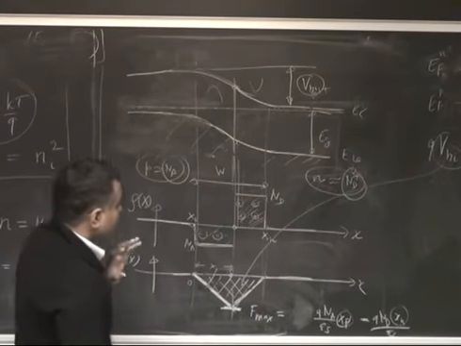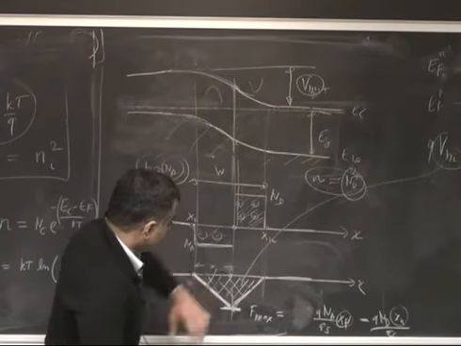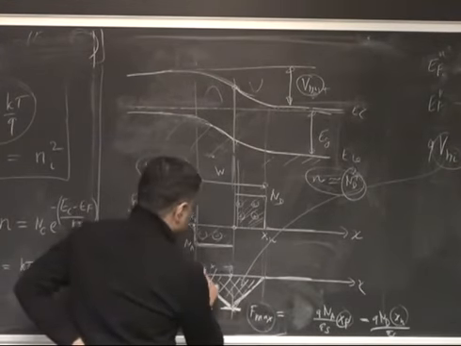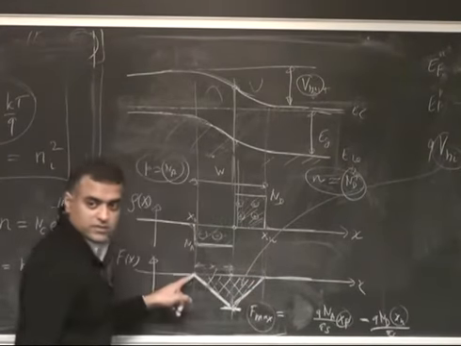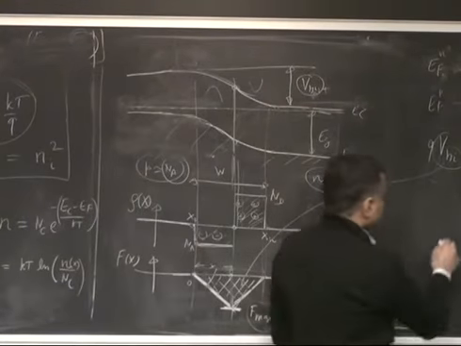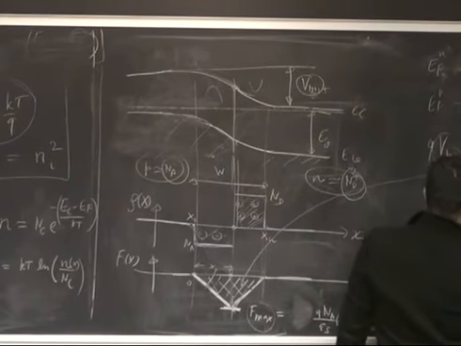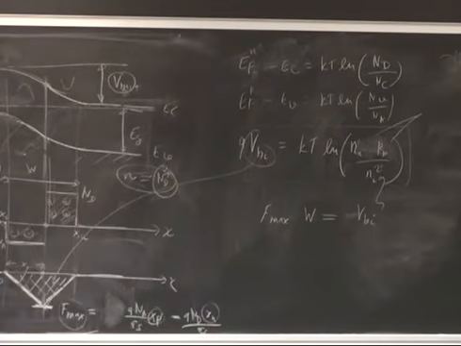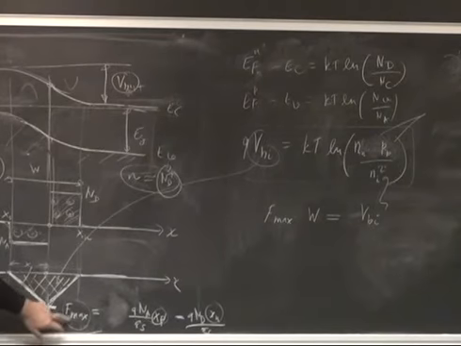So now we can find everything else from here, right? Because the area of the triangle is basically maximum field times width, half of that, it's half base times height, right? So that's your maximum field. You can just write it as F max times the width of depletion, half of that, is equal to VBI, right?